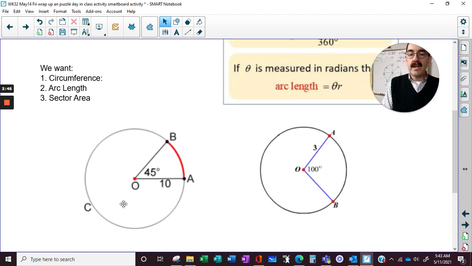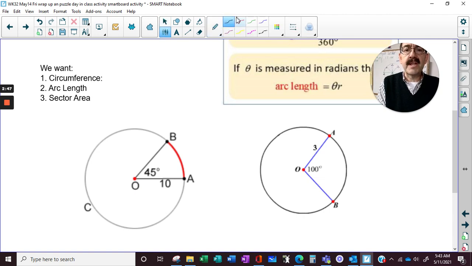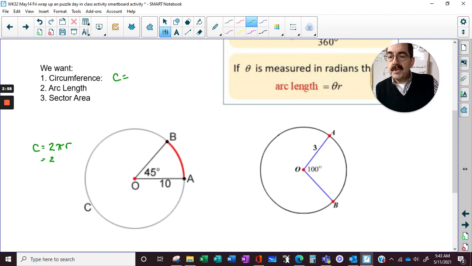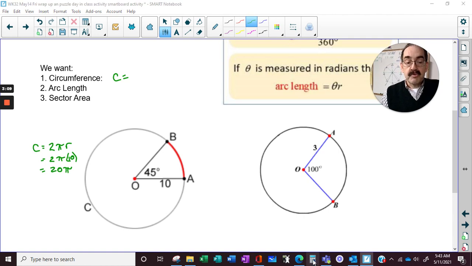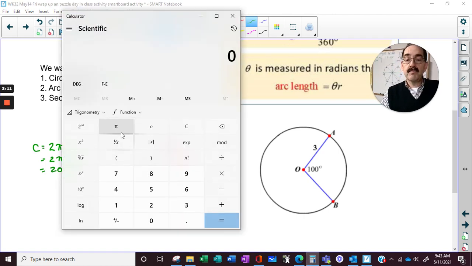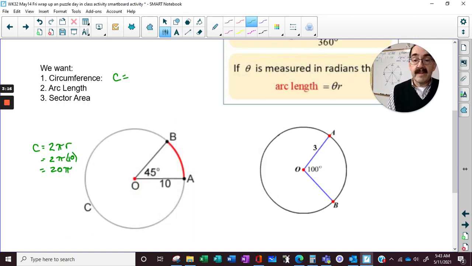Okay, here we go. So first, let's see. C equals. So, in this one, we got C equals 2 times pi times r, which is 2 times pi times 10. So we have 20 pi. Okay? Now, pi is just a button on a calculator, right? We can either use 3.14, that's what some of the problems want. We could multiply by pi if we want. Otherwise, we could just leave it like this.